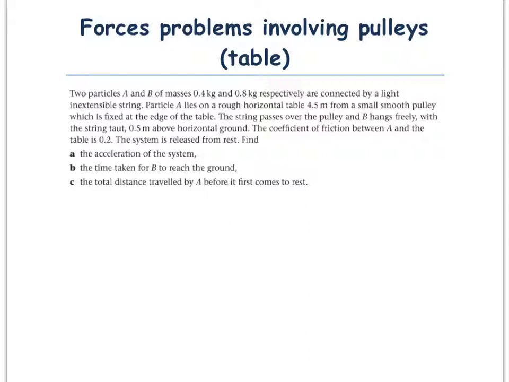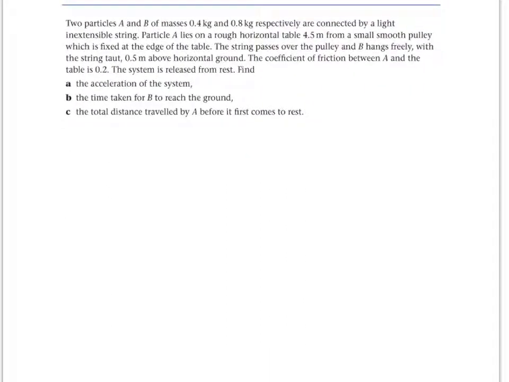Now, the first thing to do, of course, with all Mechanics 1 questions is to draw a diagram. Now, you're going to have to draw a really quite big, quite clear diagram here. So, firstly, we've got our table, and we've got a pulley on the end of this table. Now, remember, it's a smooth pulley. If it's a smooth pulley, it means there's no friction around the pulley.